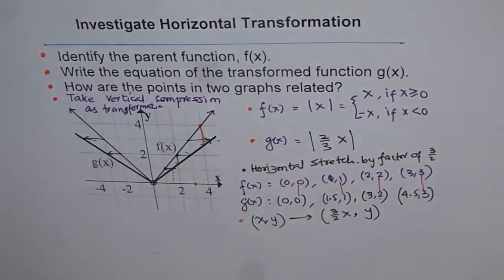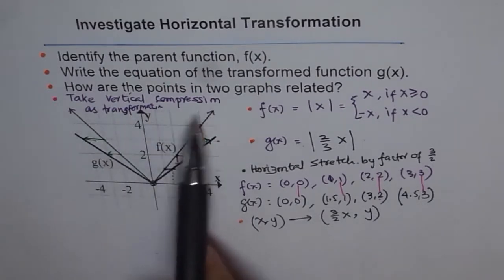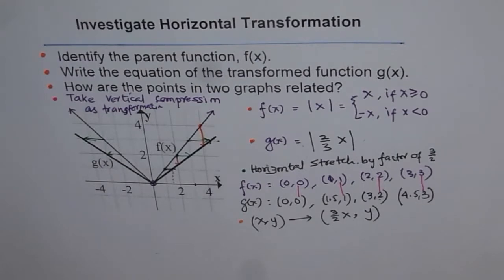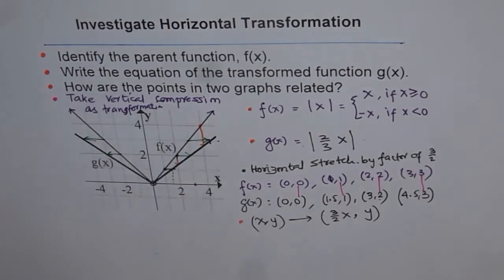Okay? So after you answer, go back to the question and read it. Did you do all the parts? Well, I have added one for you, which is to take vertical compression as the transformation. Now imagine it was not horizontal, and you're looking at it as a vertical compression. In that case, you need to write down what the equation of this function should be.